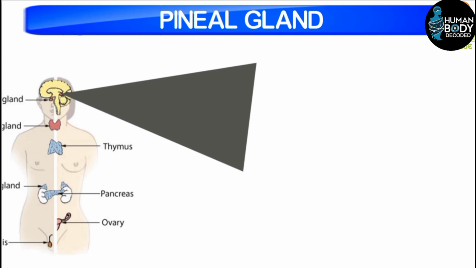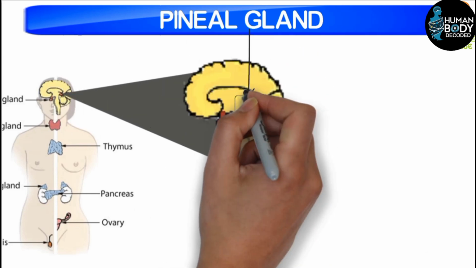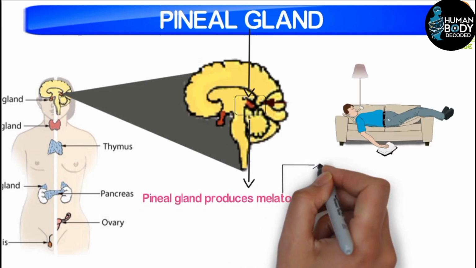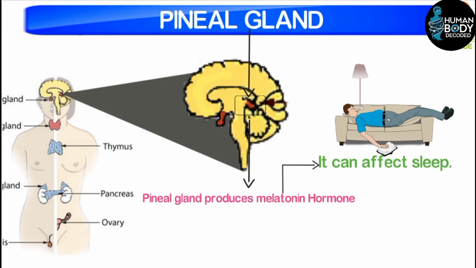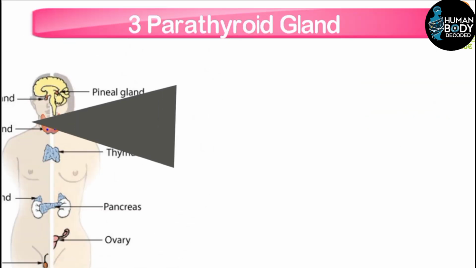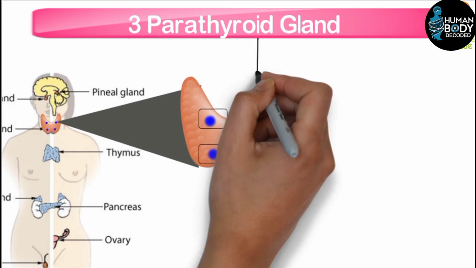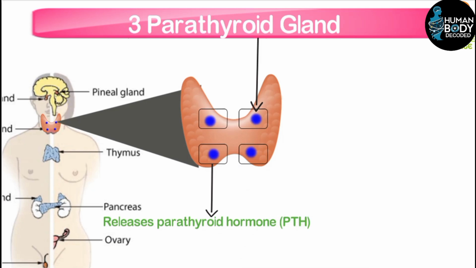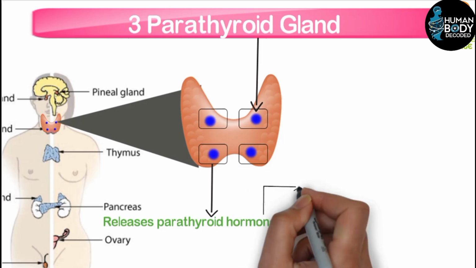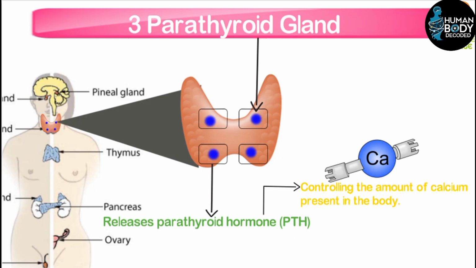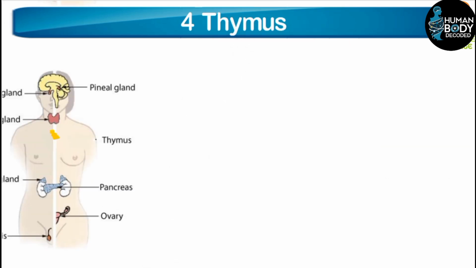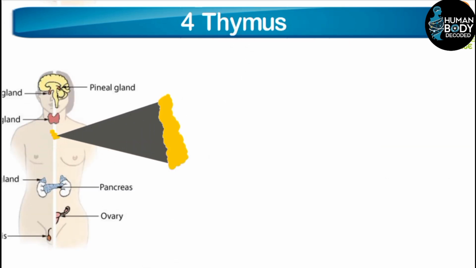The second gland is the pineal gland. The hormone released by the pineal gland is called melatonin. Melatonin controls our sleep pattern. The third gland is the parathyroid gland. The hormone that this gland releases is called the parathyroid hormone or PTH, and it controls the calcium levels in our body. Now we come to the fourth gland called the thymus.